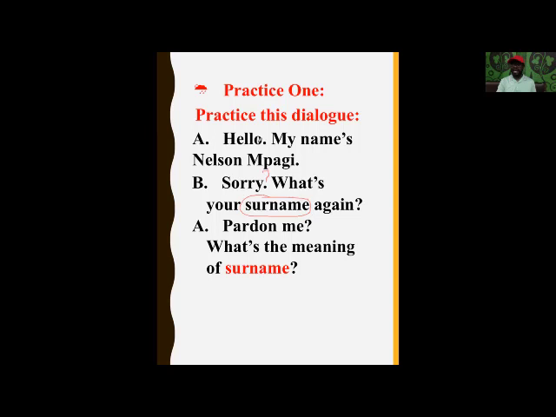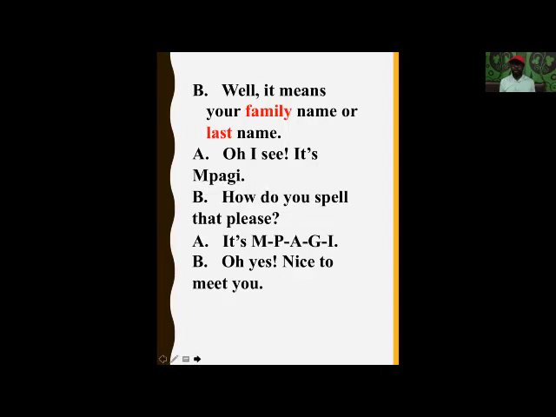This is the dialogue. Hello. My name's Nelson Mpaji. Sorry. What's your surname again? Pardon me. What's the meaning of surname? Well, it means your family name. The word surname means family name or last name. My surname is Mpaji. This is my family name. It is not my first name.